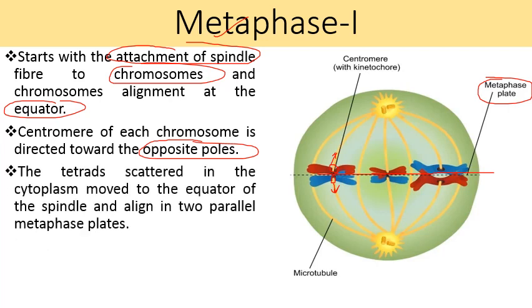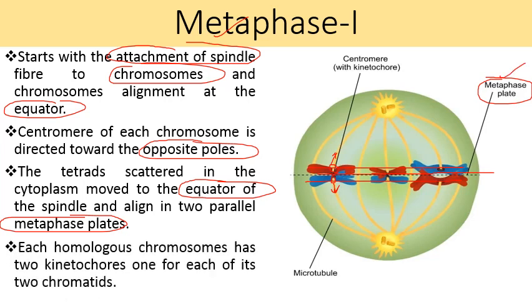The tetrads, scattered in the cytoplasm, move to the equator of the spindle and align in two parallel metaphase plates that we can see in this animated photograph. So the two metaphase plates are parallel to each other, and the chromosome pairs lie at the center of the cell, that is the equator or metaphase plate. Each homologous chromosome has two kinetochores, one for each of its two chromatids.